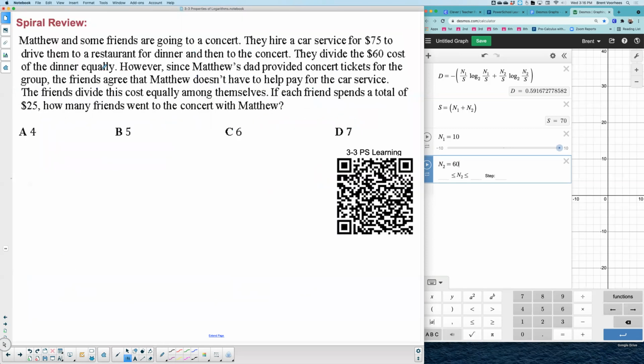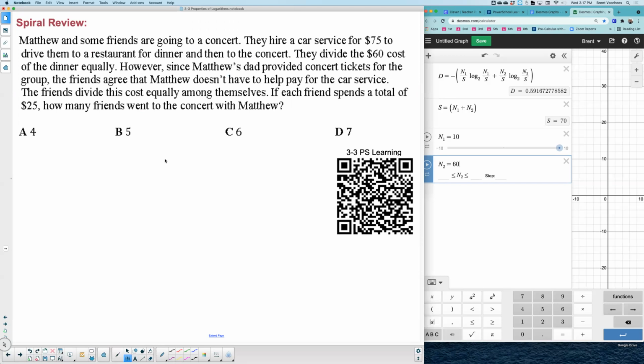All right, let's finally finish this lesson off with an ACP review question. It says Matthew and some friends are going to a concert. They hire a car service for $75 to drive them to a restaurant for dinner and then to a concert. They divide the $60 cost of dinner equally. However, since Matthew's dad provided concert tickets for the group, the friends agreed that Matthew doesn't have to help pay for the car service. The friends divide this cost equally among themselves. If each friend spends a total of $25, how many friends went to the concert with Matthew?